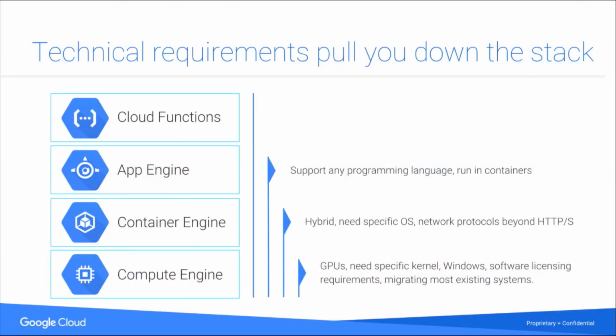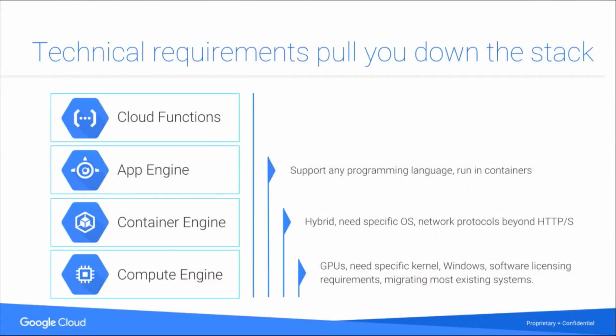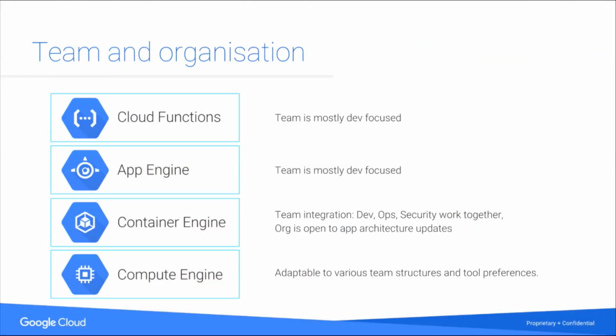From a technical requirements point of view, the more technical requirements you have on your application, the more it would pull you down the stack. If you are confined to a certain set of languages, then you would probably look at App Engine. You should also look at the network traffic that is coming and the network protocols you want to use, and if you have to run through a hybrid environment, then Container Engine is probably a good fit. Further down, if you have more requirements around GPUs or kernels, or some licensing requirements, then Compute Engine would probably be a better fit.